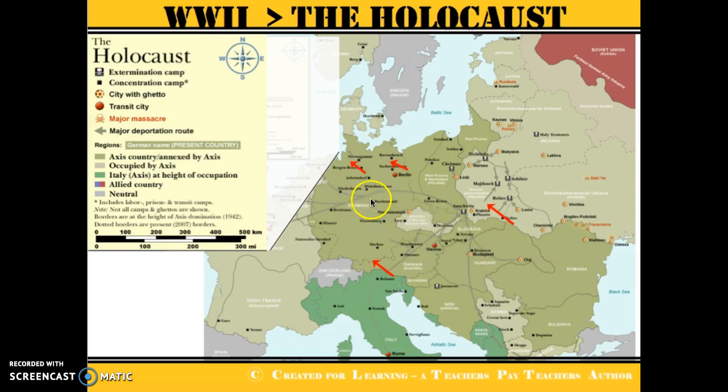Sometimes before they were sent to the concentration camps, they were moved to a ghetto and then moved to the concentration camps. And if you see this little outline, it's a skull and bones. You can see them all along here, and there are some up in this area. These were places of major massacre, places where many, many people were killed. So that is a map of Europe during the Holocaust.